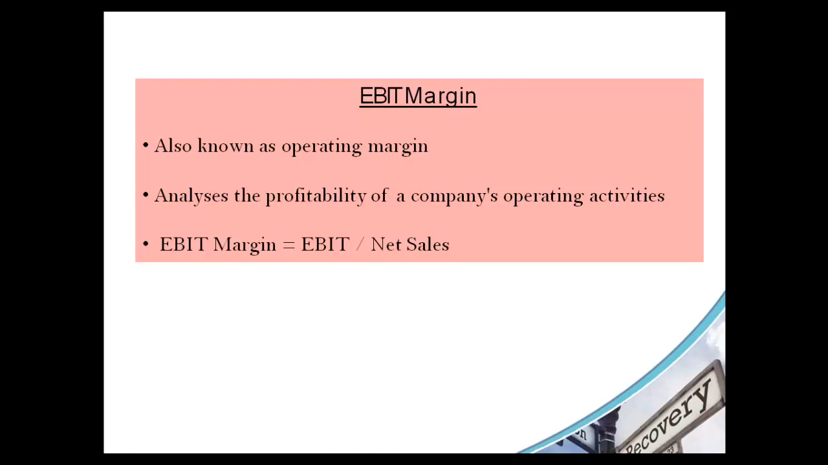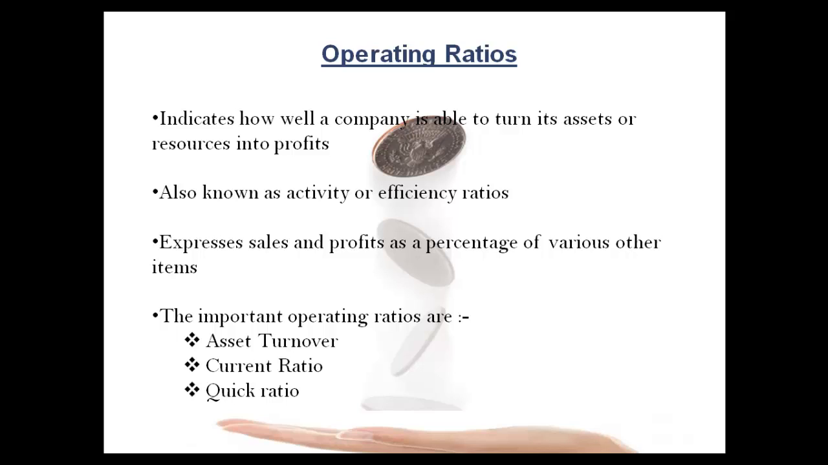EBIT margin. EBIT margin is also known as operating margin. It analyzes the profitability of a company's operating activities. EBIT margin equals EBIT, which is the earnings before interest and taxes, divided by net sales. Let us now look at operating ratios.